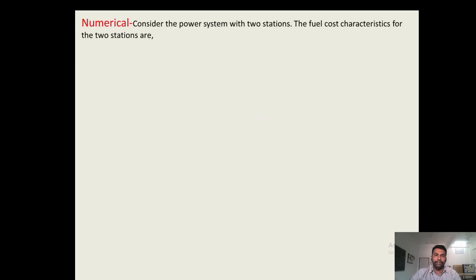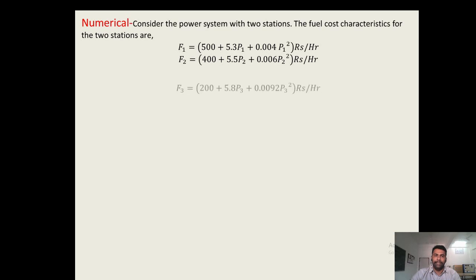Now, we will solve the numerical and we will perform the experiment in the MATLAB Simulink software. So, consider the power system with three stations. The fuel cost characteristics for the three stations are given by F1 equals 500 plus 5.3 P1 plus 0.004 P1 square in rupees per hour. Second, F2 equals 400 plus 5.5 P2 plus 0.006 P2 square in rupees per hour. F3 equals 200 plus 5.8 P3 plus 0.0092 P3 square in rupees per hour.